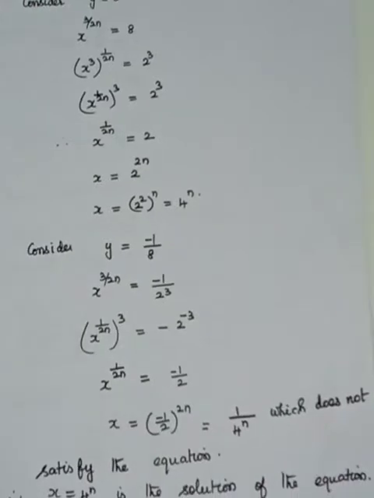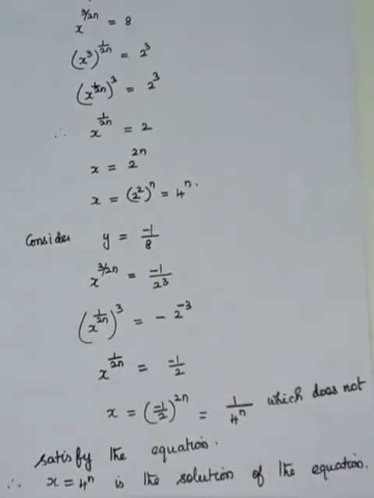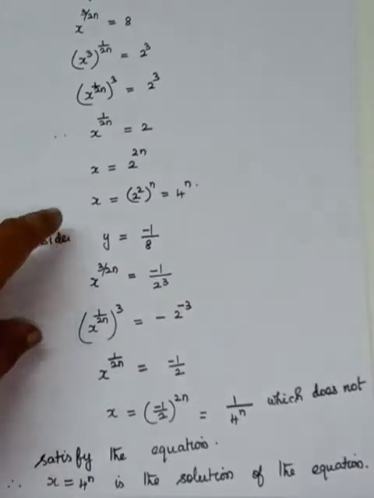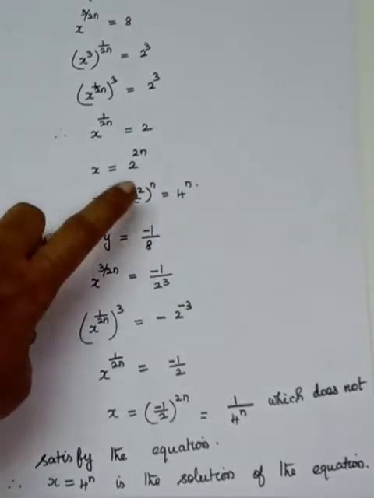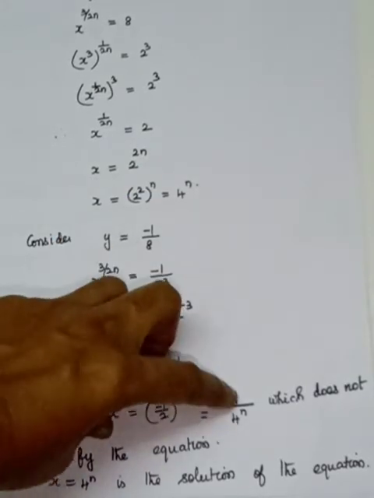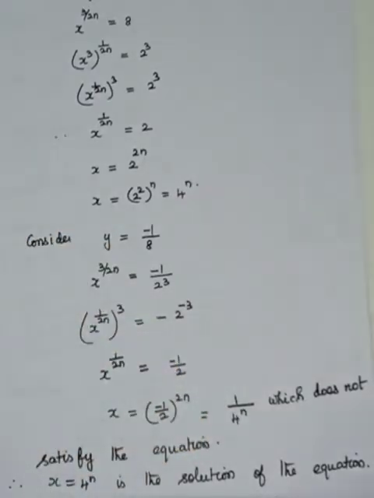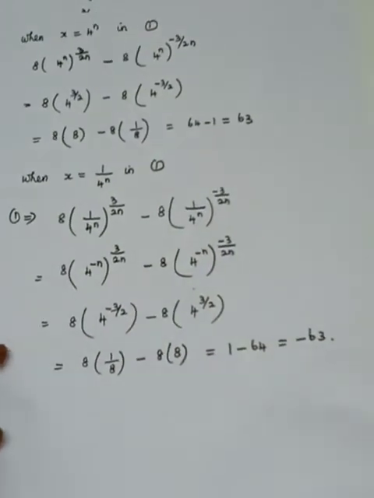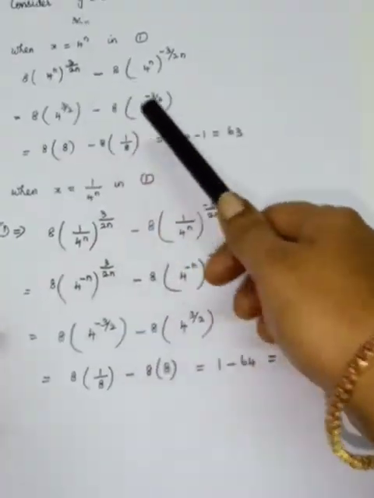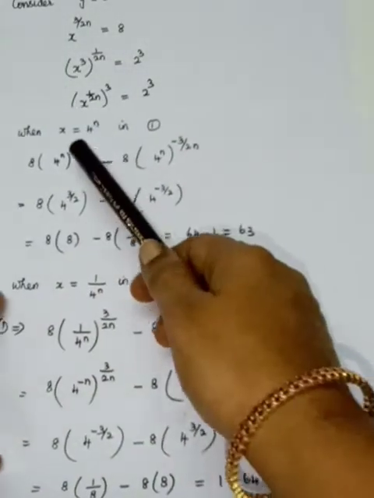Here I have written that this solution does not satisfy the given equation. We'll see why it is like this. First, you already got one solution, x is equal to 4 power n. And here you are getting x is equal to 1 by 4 power n. This 1 by 4 power n does not satisfy the equation. So first I'll take x is equal to 4 power n.